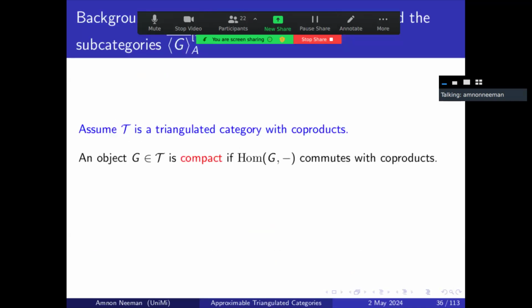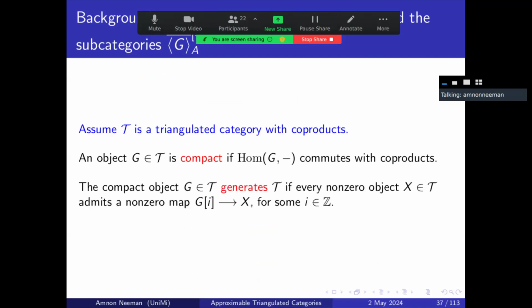An object G in a triangulated category is called compact if Hom(G, -) commutes with coproducts. And a compact object generates if every non-zero object admits a non-zero map from some shift of G. So this is a compact generator.